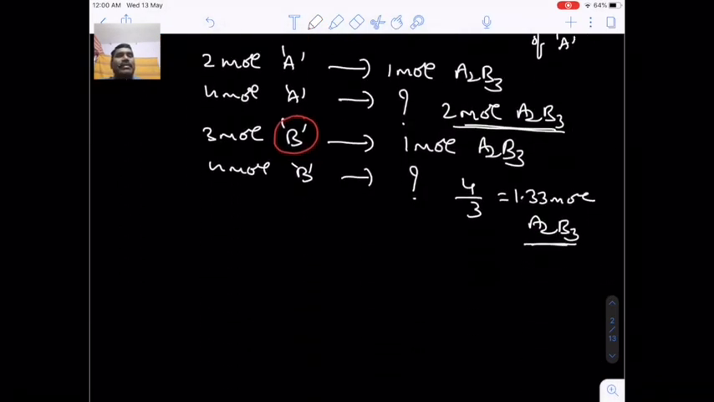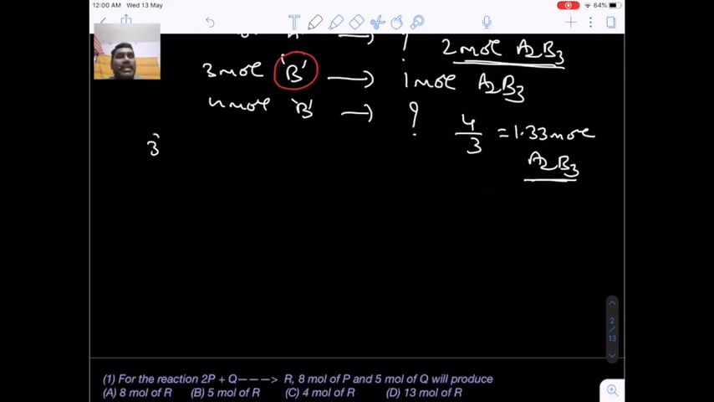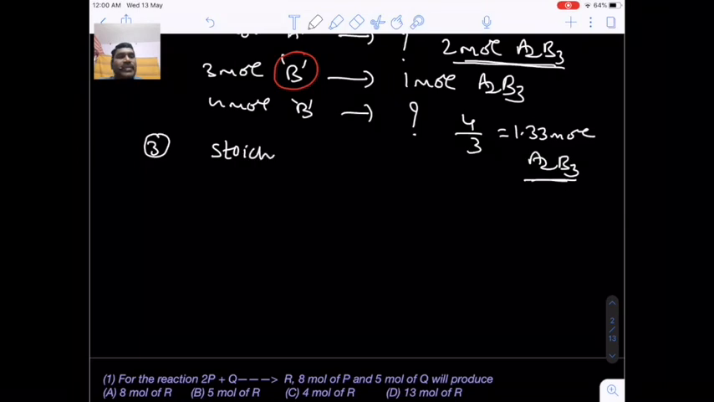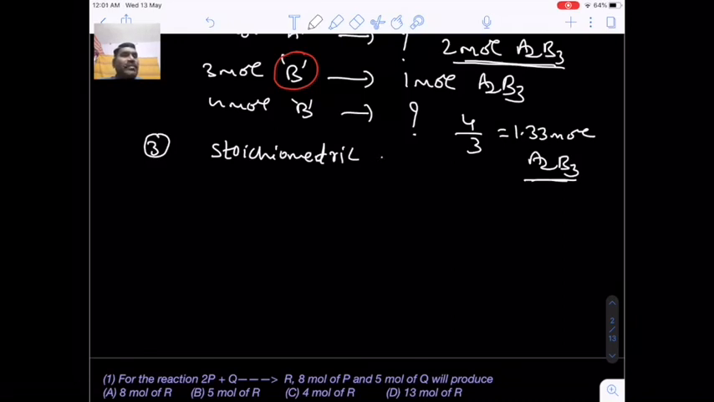Now come to the third method. This is a very easy method, which is the stoichiometric amount.